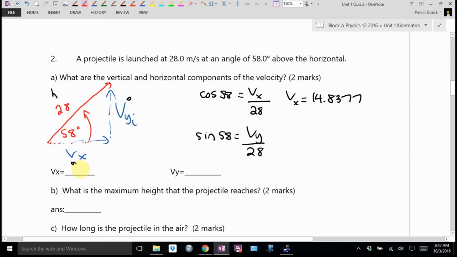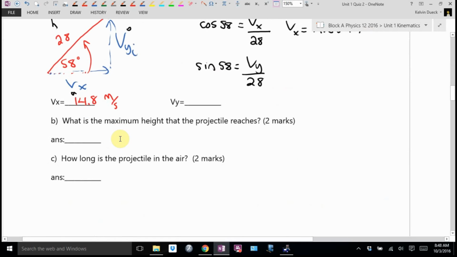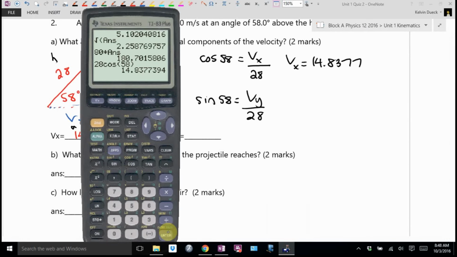Since they actually want this as an answer, I'm going to go to 3 sig figs. I'll write 14.8. I won't be fussy if you didn't do the right number of sig figs there. I will take a half mark off if you didn't put units, because I'm asking you for an answer and I want units on my answers. Okay? Did I do units on the previous one? I hope I did. vy is going to be 23.745.